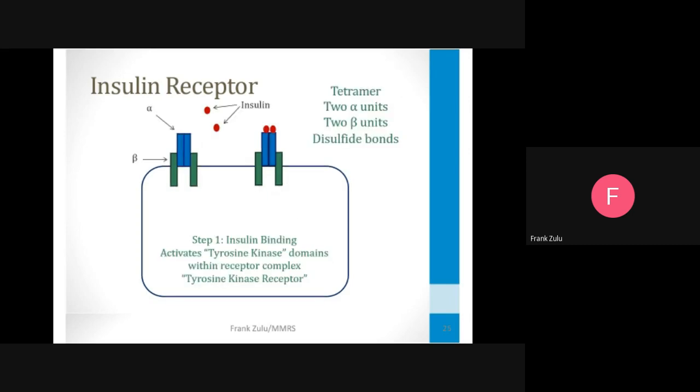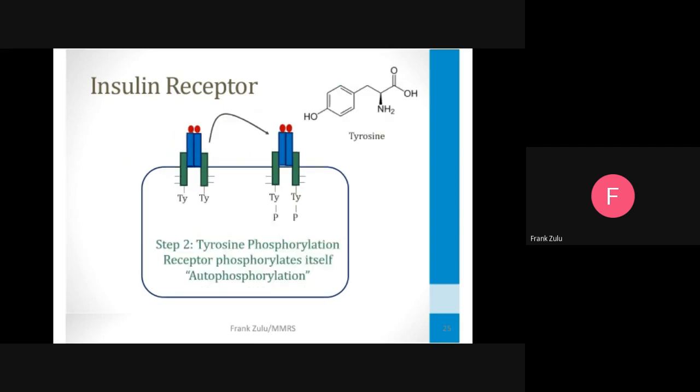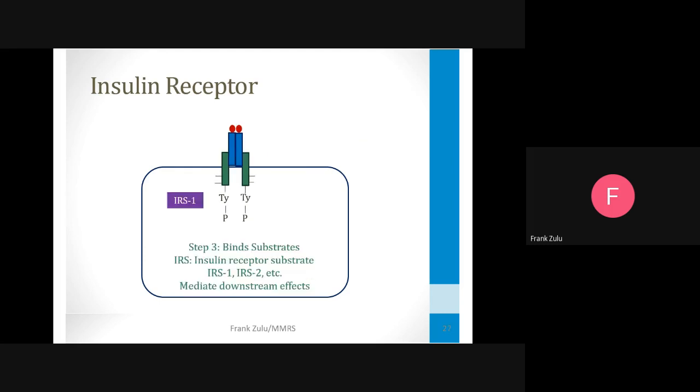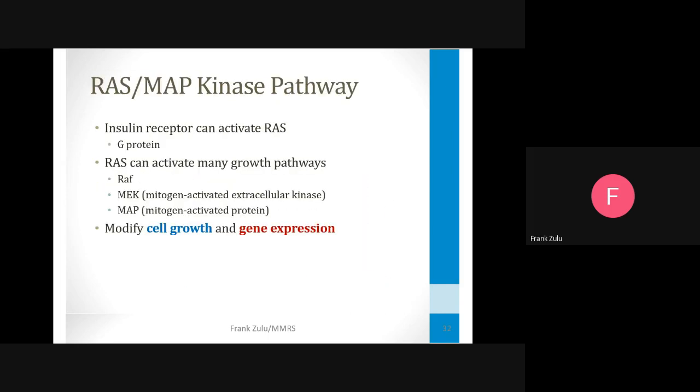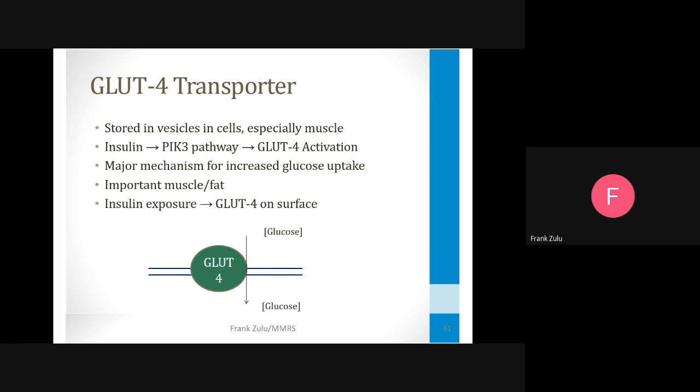Two insulin molecules have to bind, and when they bind, the lower part of this will be phosphorylated, and then once it is phosphorylated, it triggers all those reactions that have to happen in the cell, glycolysis and everything. Okay. GLUT4 transporters, I've already talked about them.